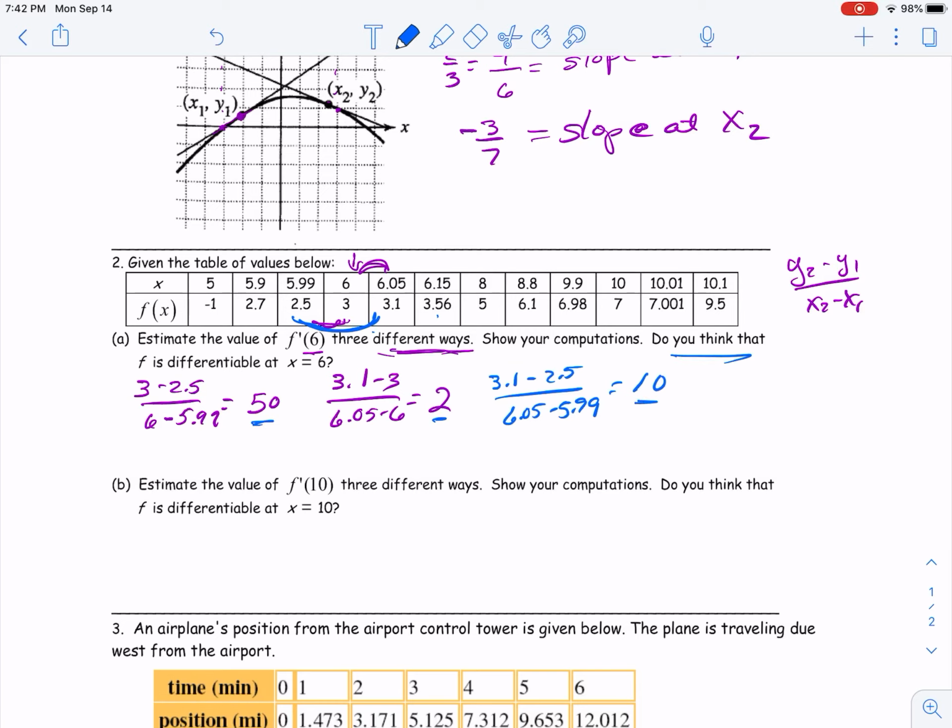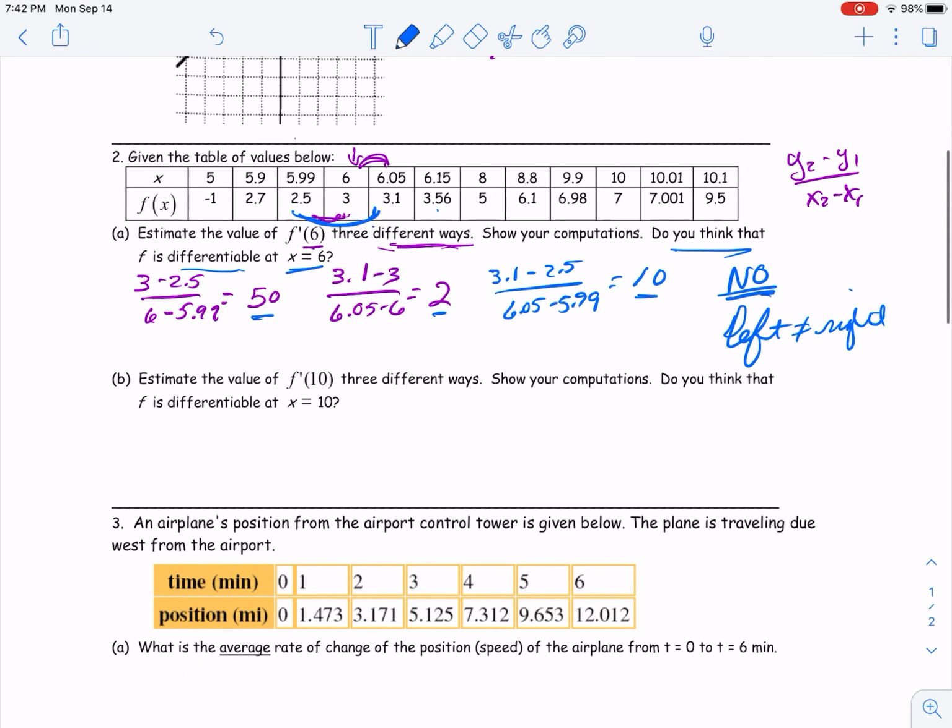Do you think that the function's differentiable at 6? My answer is no. Okay, I came in from the left side, I came in from the right side, and they don't approach the same number. Okay, so it's sort of a case of the left doesn't equal the right.